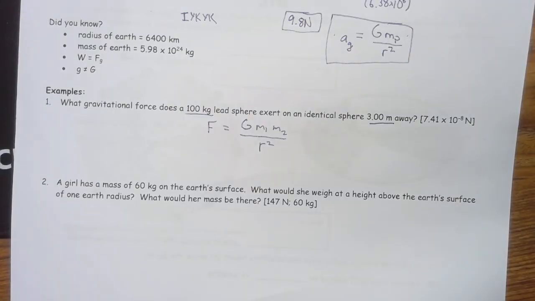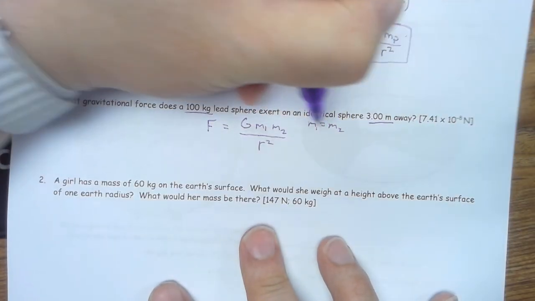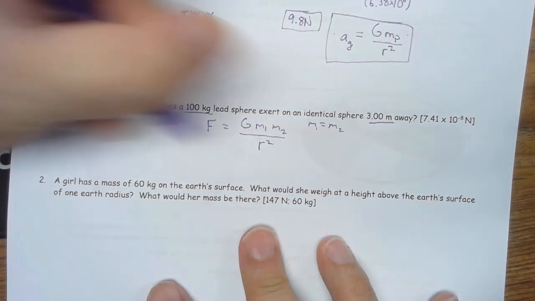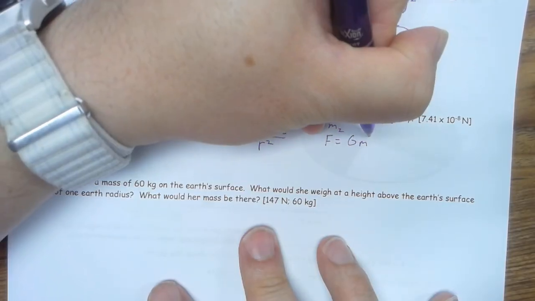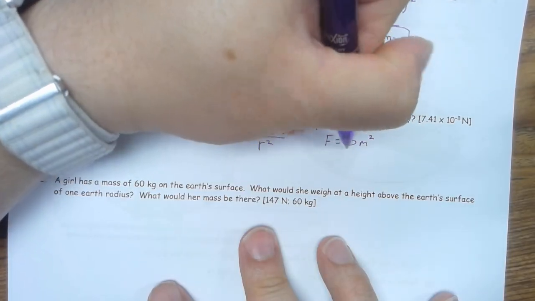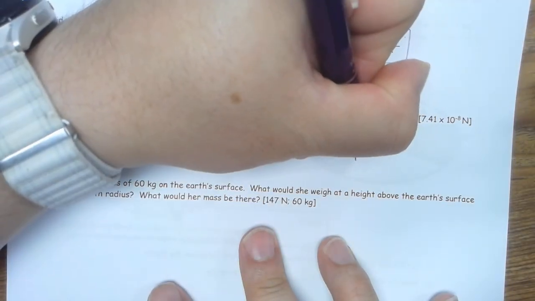We have 2 masses. How are we going to change and manipulate this equation this time? What does it tell us about the 2 masses? They're the same. So if I know that m1 equals m2, I could say F equals g m squared. That's different than the acceleration equation. We still have both masses, but they just happen to be the same.